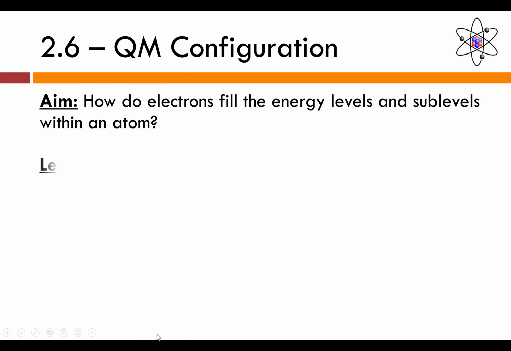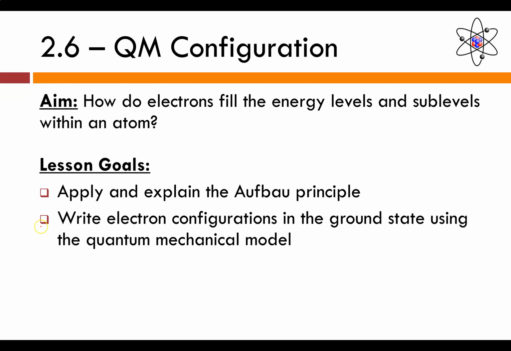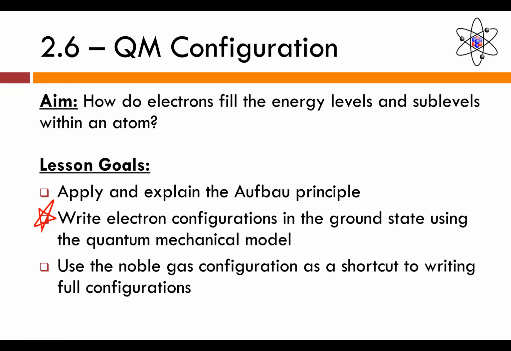In today's lesson, we're going to have a couple of things to take care of. We're going to be able to apply and explain the Aufbau Principle. The big one for today is writing electron configurations using the quantum mechanical model for atoms in the ground state. And then towards the end of the lesson, we're going to show you a shortcut to writing out these complete electron configurations. The shortcut is called the noble gas configuration. As you get more confident in writing electron configurations, you might want to switch to the shortcut to save yourself some time. All right, lots to do today.